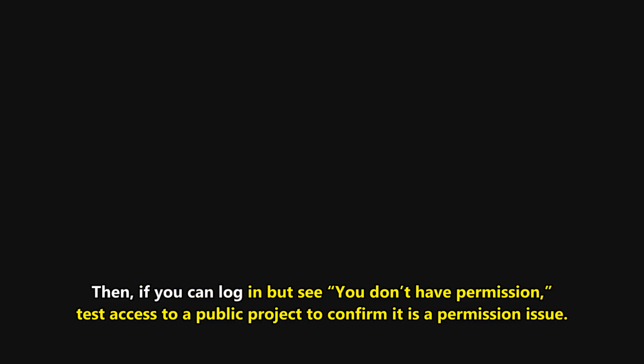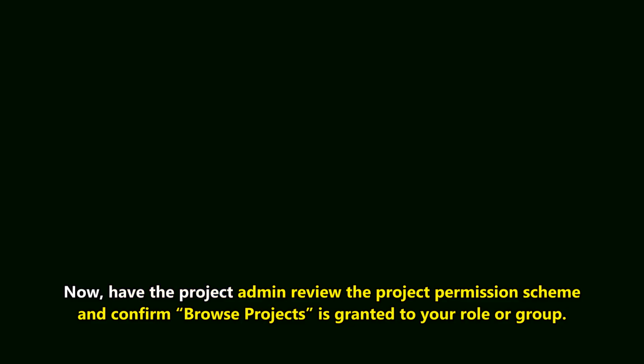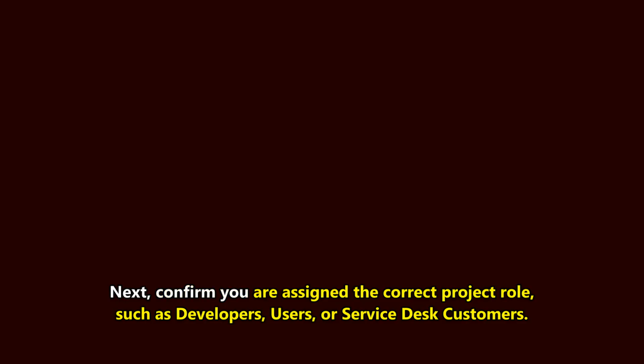Then, if you can log in but see you don't have permission, test access to a public project to confirm it is a permission issue. Now, have the project admin review the project permission scheme and confirm Browse Projects is granted to your role or group. Next, confirm you are assigned the correct project role, such as developers, users, or service desk customers.